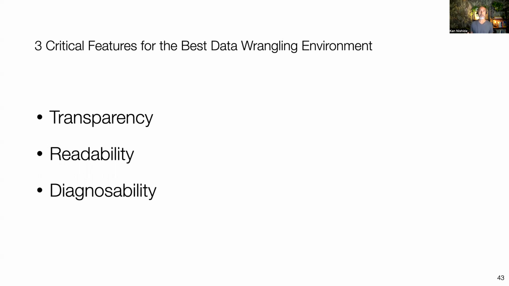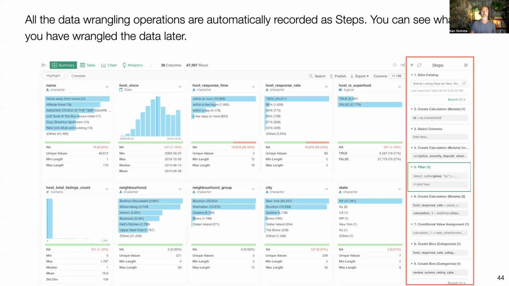I think these three things are very important to make your data wrangling more efficient. First, every single data wrangling operation you do gets automatically recorded on the right-hand side. So you can see what you have done. And this is very important.